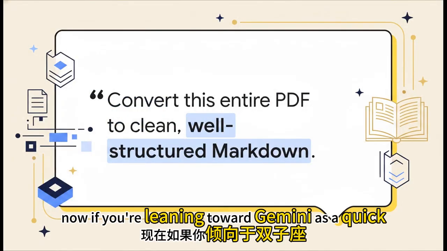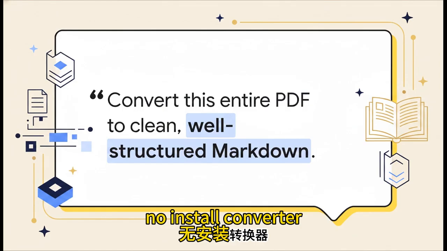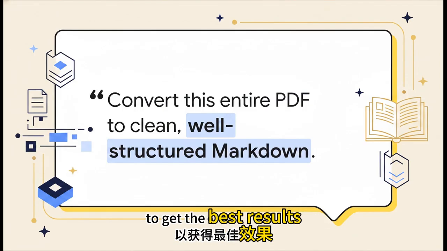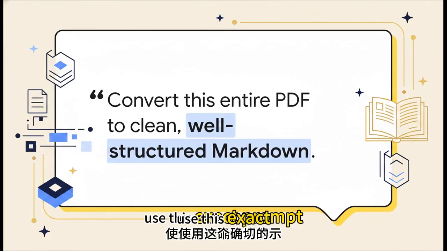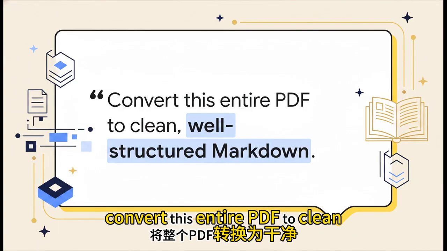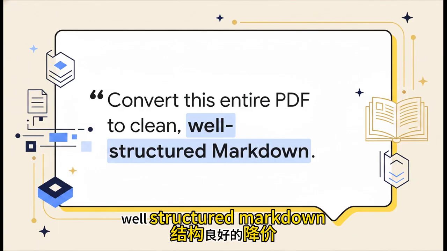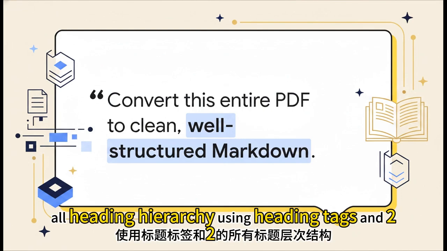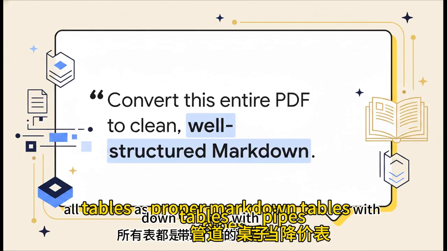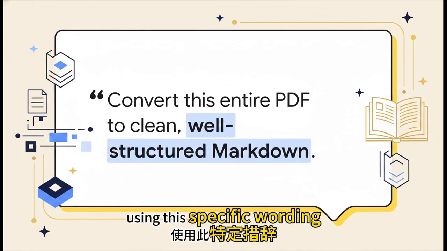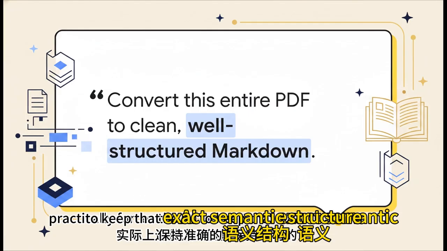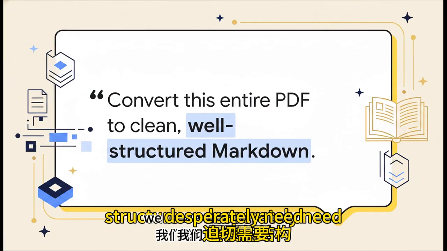Now, if you're leaning toward Gemini as a quick no-install converter, here's a massive value add for you. To get the best results, use this exact prompt. Convert this entire PDF to clean, well-structured Markdown. Preserve 1, all heading hierarchy using heading tags, and 2, all tables as proper Markdown tables with pipes. Using this specific wording practically forces the AI to keep that exact semantic structure we desperately need.